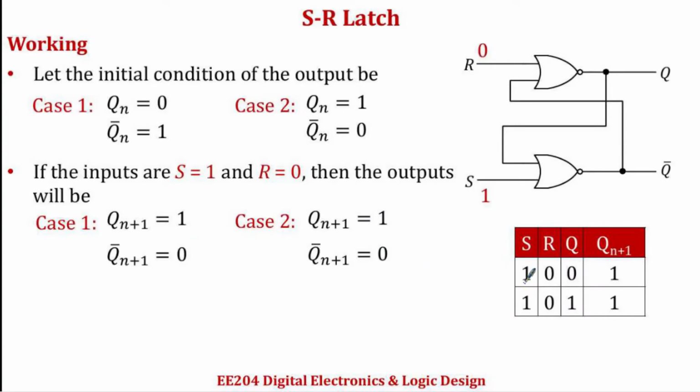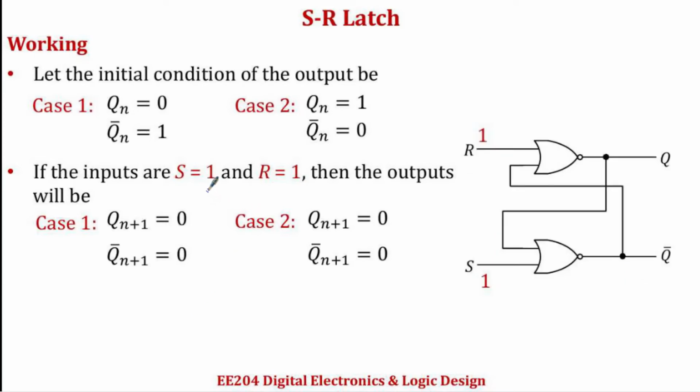So when S is equal to 1 and R is equal to 0, irrespective of the present state, you have the next state to be equal to 1. അതായത് ഈ ലാച്ച് സെറ്റ് ആവുകയാണ് ചെയ്തത്. നേരത്തെ കേസിൽ R equal to 1 ആവുമ്പോൾ ലാച്ച് റീസെറ്റ് ആകും. Now the last case of input combination where both of the inputs are 1s.